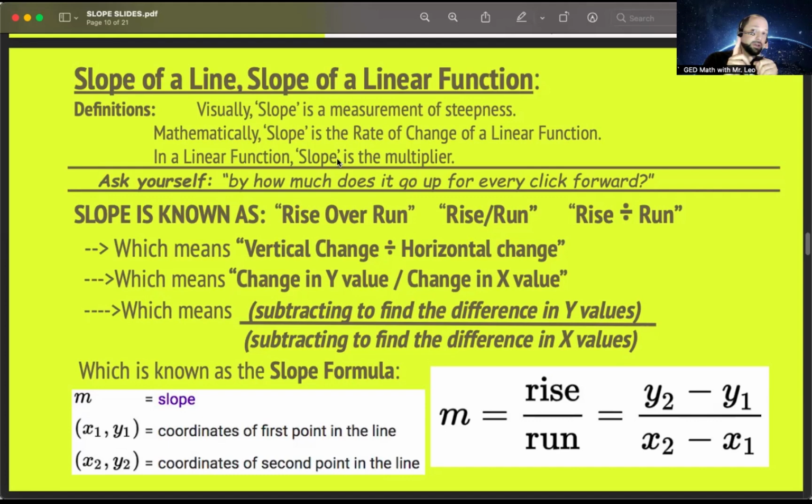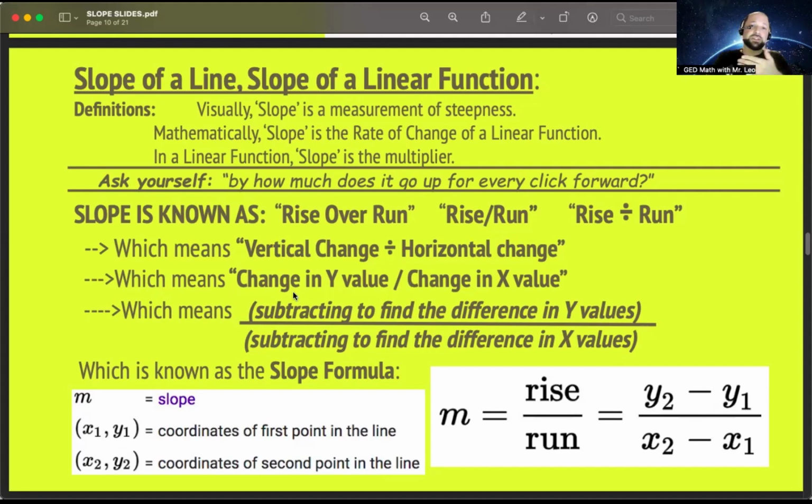Slope is the multiplier. If you have a graph, you can ask yourself, how much does the line go up for every click forward? Slope is also known as rise over run, which can be written like a fraction, or essentially a division, rise divided by run. How much does it go up divided by how much it moves forward? This means vertical change divided by horizontal change, which is the output change divided by the input change, which is the change in the y value divided by the change in the x value.